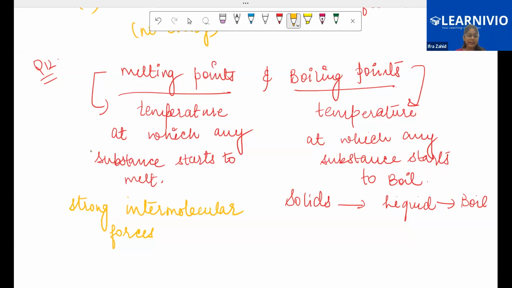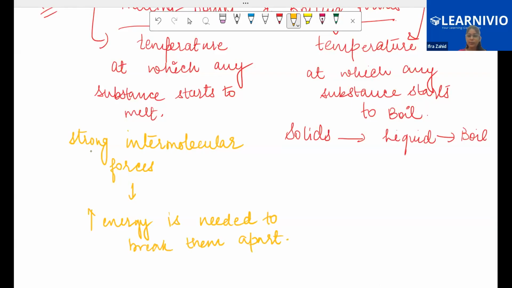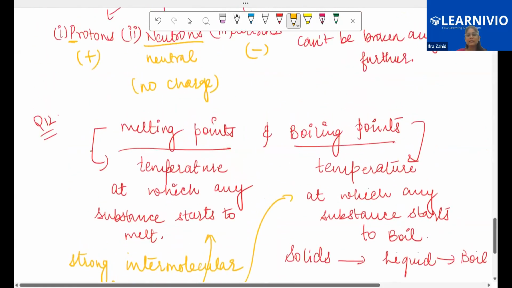Okay, and it takes more energy to break them. More energy is needed to break them apart. Clear? Yes, ma'am. Now, this energy is applied in both the cases, for melting also, for boiling also. Okay? Okay, ma'am. All right. So, with this, we have completed the test paper.